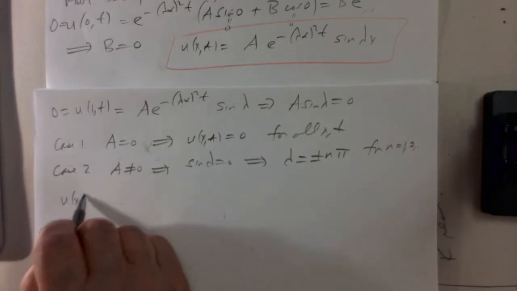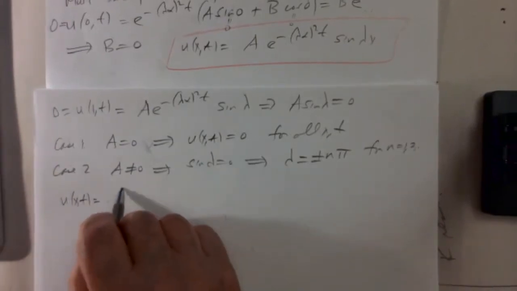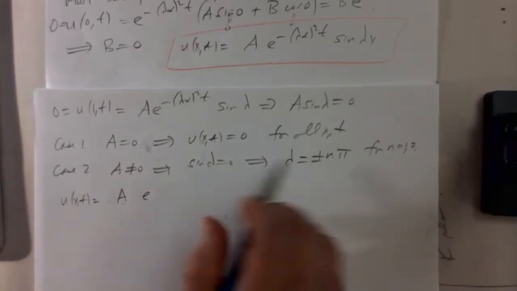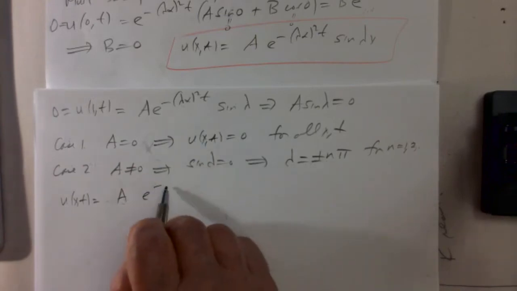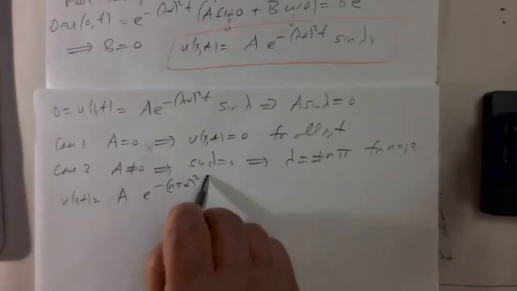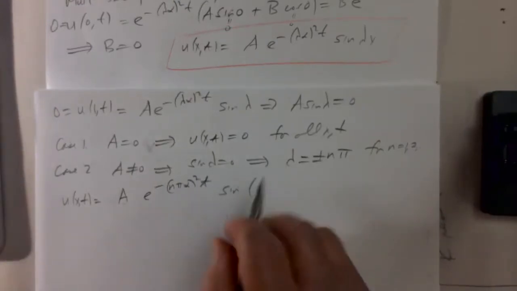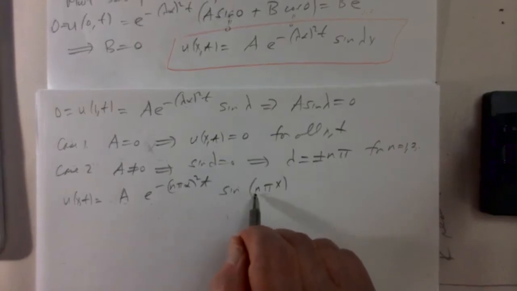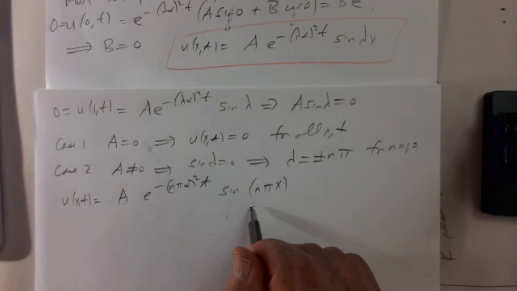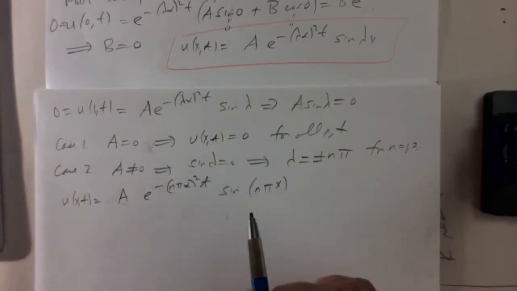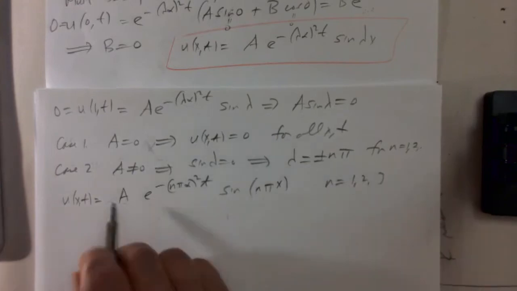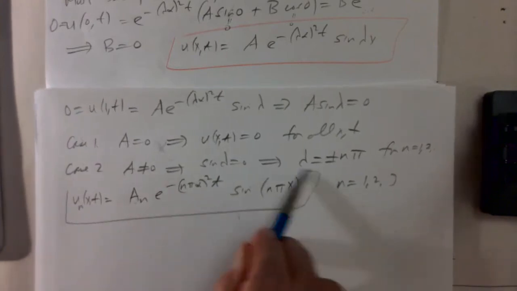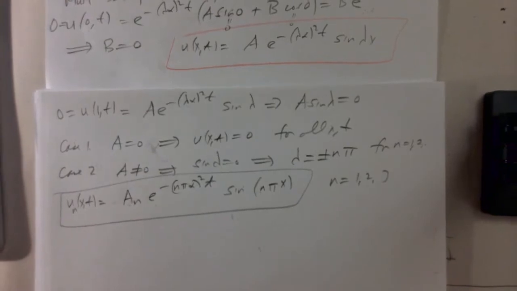So u of x,t is a function of the form a e to the minus plus or minus n pi alpha squared t times the sine of plus or minus n pi x. Sine of plus n pi and minus n pi are the same because, sorry, not the same. They differ by -1. That just changes the constant. So let's just call this u sub n. For every positive integer n, there is a solution that satisfies the boundary conditions.